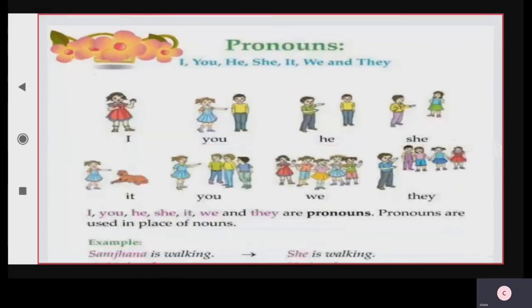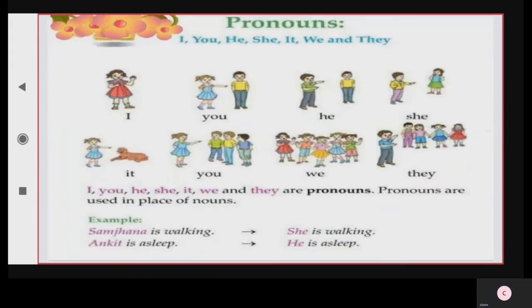Next, pronouns. I, you, he, she, it, we, and they are pronouns. Pronouns are used in place of nouns. Pronouns are used instead of nouns. We use pronouns to avoid repeating the same noun again and again. Example: Samjana is walking. She is walking. Ankit is asleep. He is asleep.